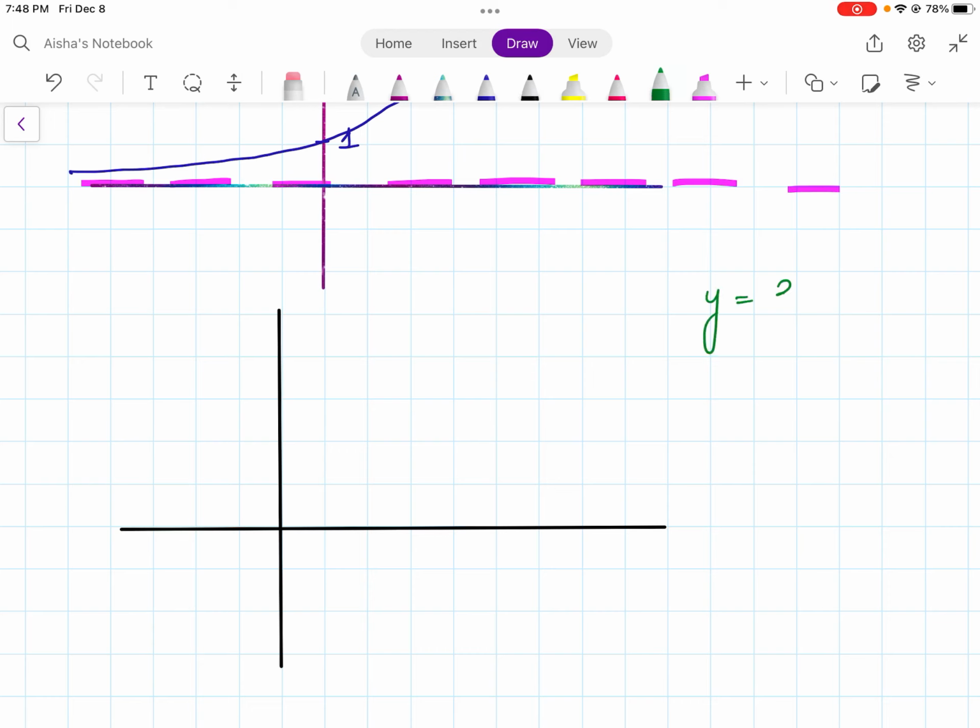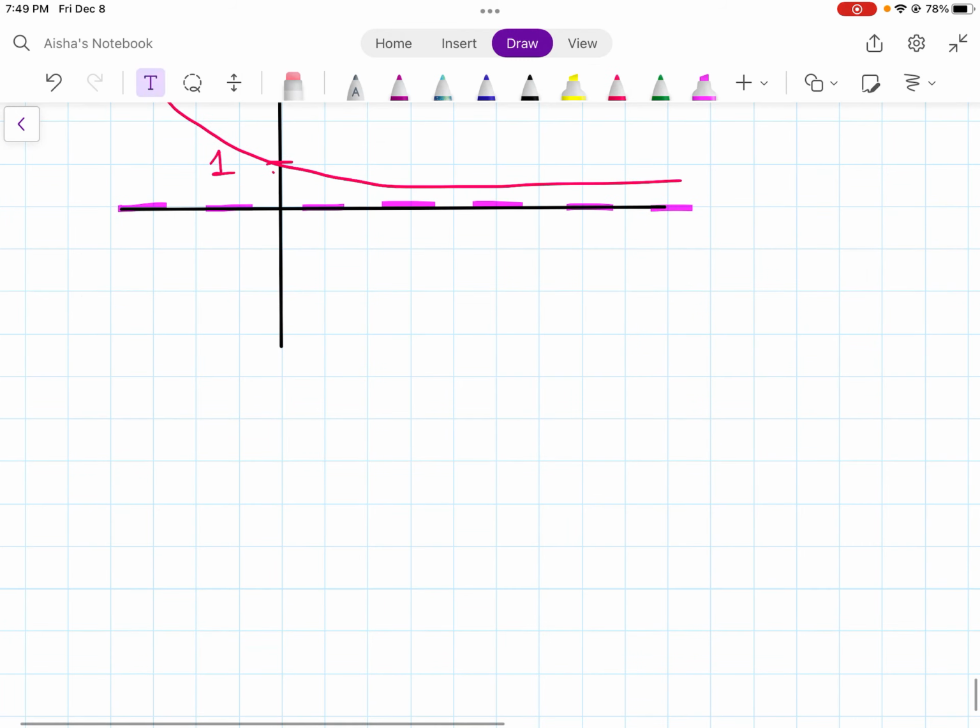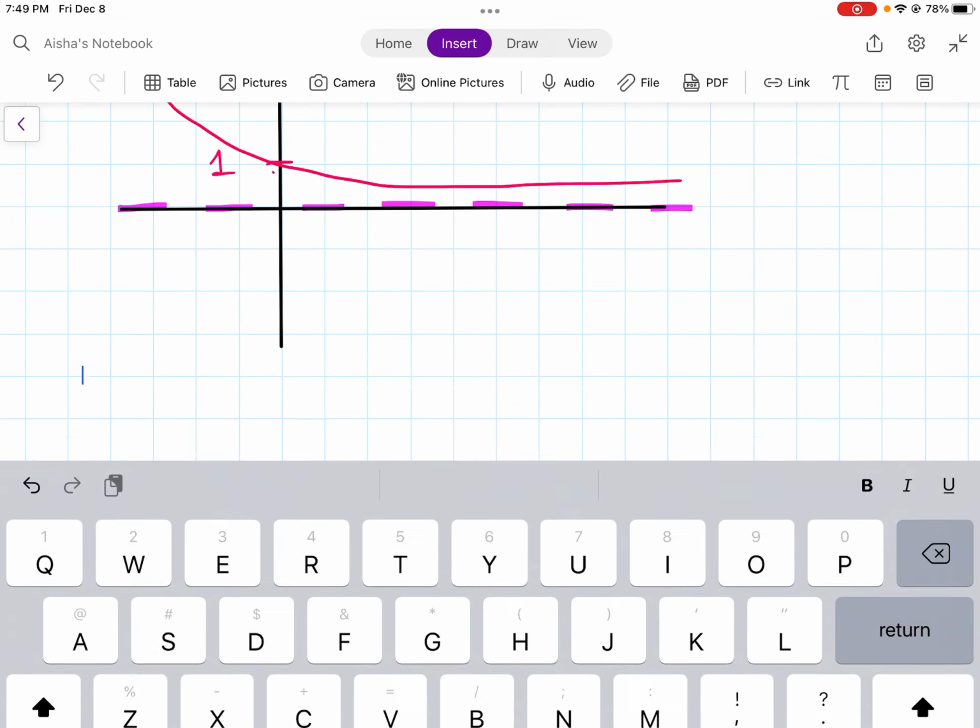Now y is equal to 3 power minus x. Again, this is the asymptote. And a minus indicates that this is going to be like this, where this will be 1. Okay. Now let's talk about a couple of questions.